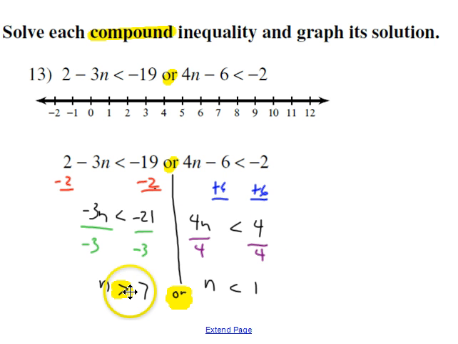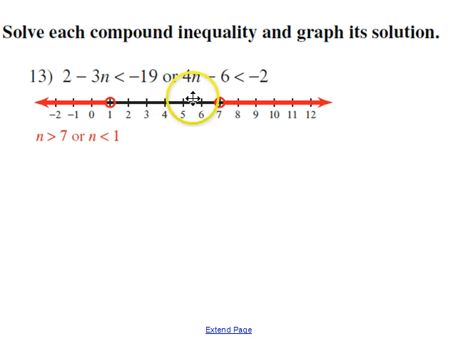On the left, you end up dividing by a negative eventually, so your arrow direction changes and it becomes n is greater than 7. On the right, you never multiply or divide by a negative, and you're going to end up on the right with n is less than 1. So here's your answer, n is greater than 7 or n is less than 1.